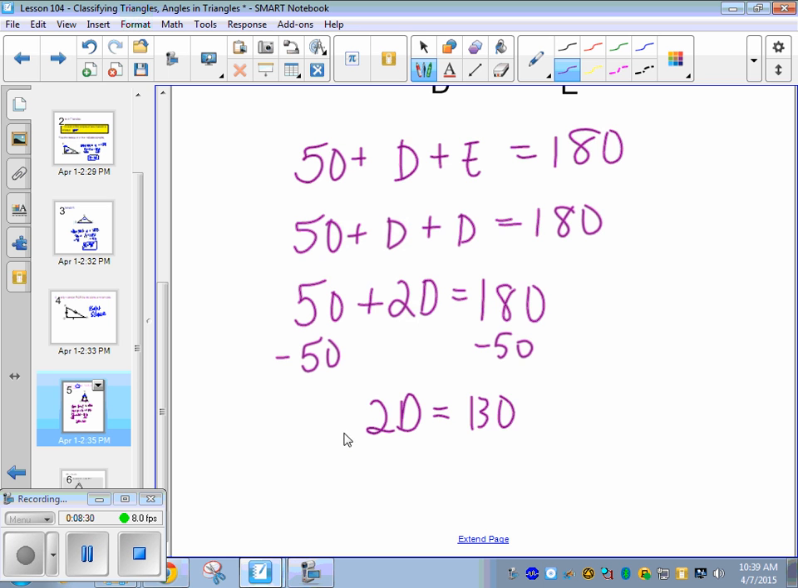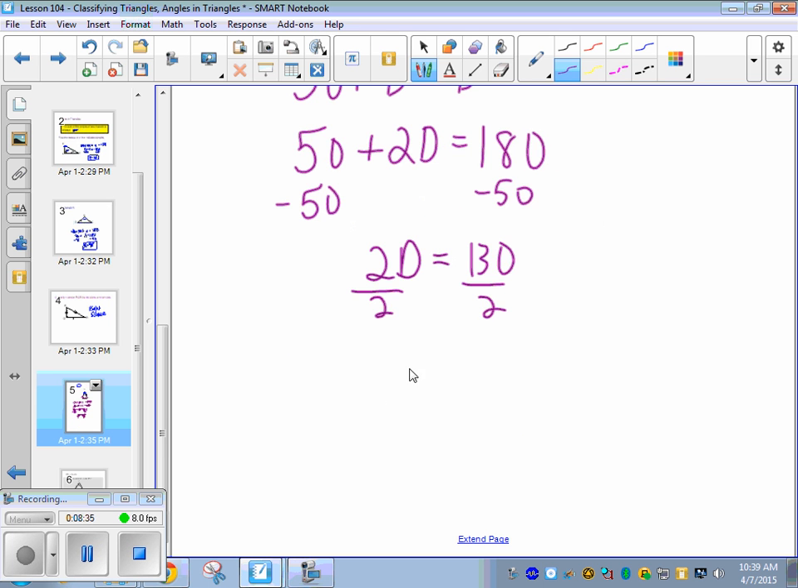Good. Then divide both sides by 2, because we have two of those angles, and they are equal. And so D is equal to 65, and E is equal to 65. Okay? So if it's isosceles, use the same variable when you add. You get 2 of them, and then you divide by 2, so you can find that missing angle.